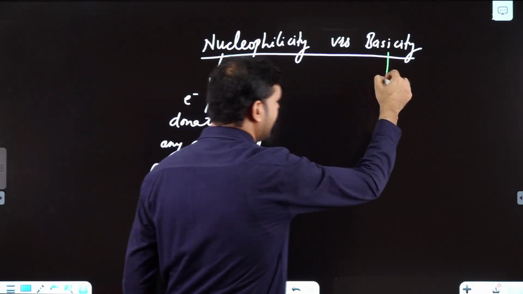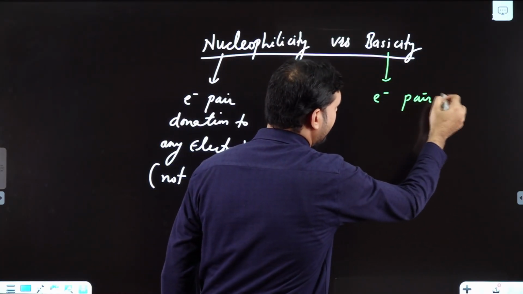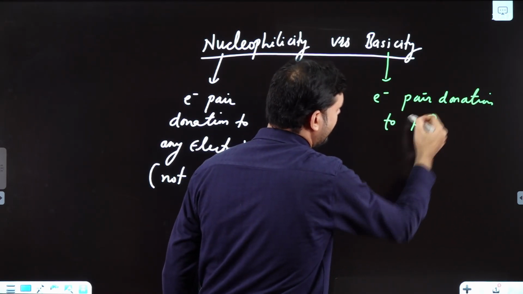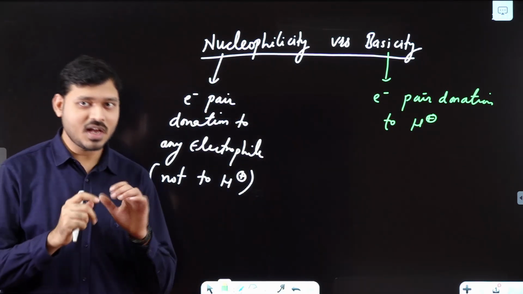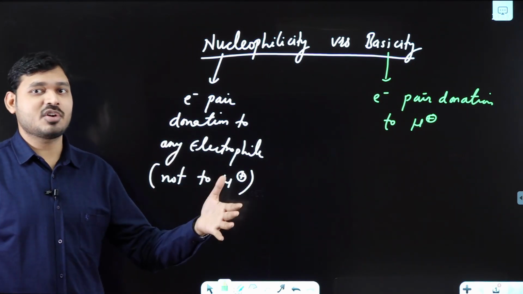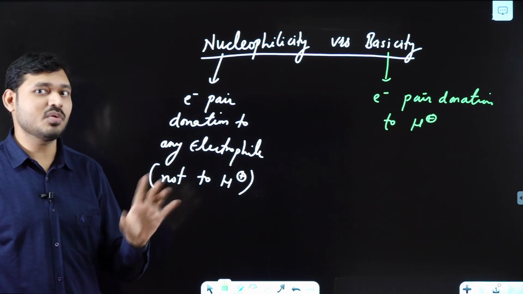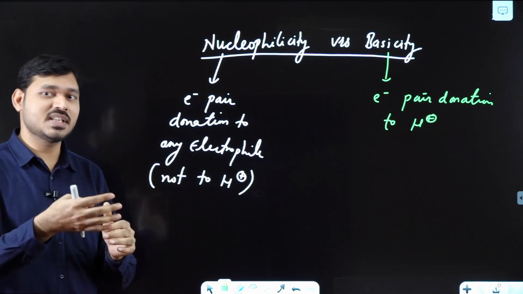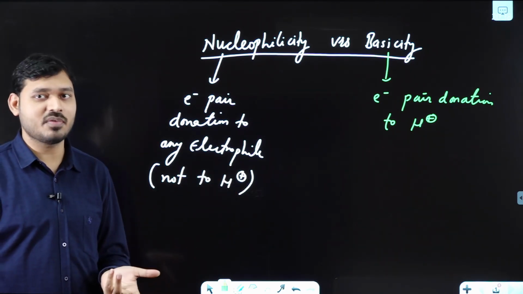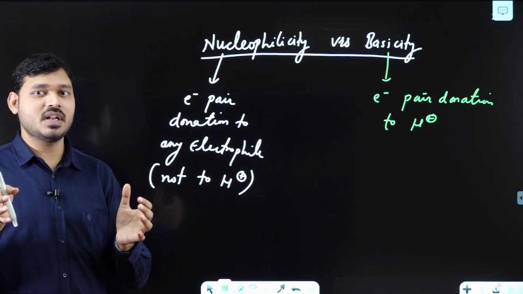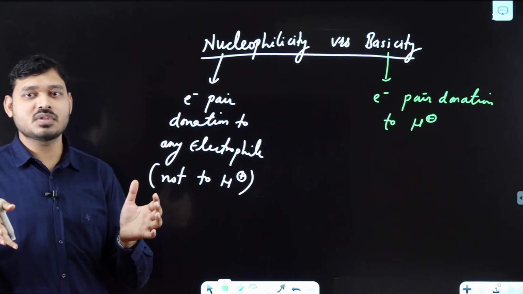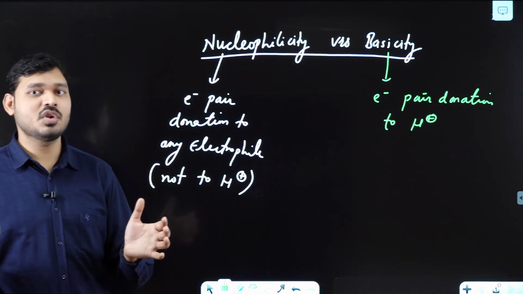When you say basicity, it is about electron pair donation to proton or H plus. See, I can say that nucleophiles are those which will donate their electron pair to any electrophile, but not to H plus. When it is about H plus, we say basic. It's about basicity. Okay, clear? Because H plus is also an electrophile. So when some species gives its electron pair to H plus, it will be basic in nature. But if it donates to someone else rather than H plus, then it will be nucleophilic in nature.